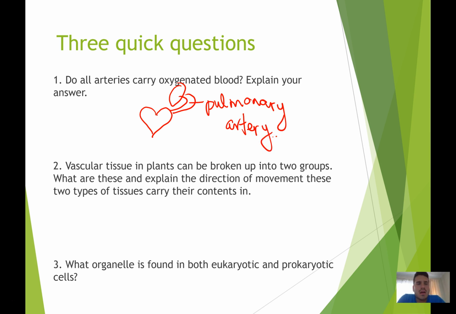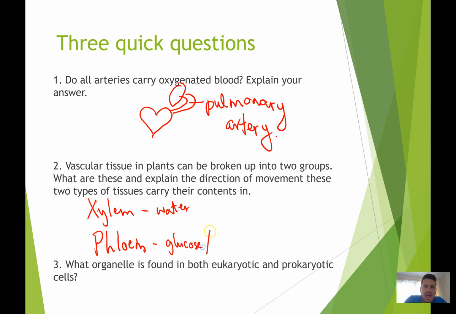Cool. Question 2 is asking, vascular tissue in plants can be broken up into 2 different groups. What are these? And explain the direction of movement these 2 types of tissues carry their contents in. We have 2 different groups, the xylem and the phloem. The xylem carries water, and the phloem carries food, generally in the form of glucose or carbohydrates, and other nutrients.